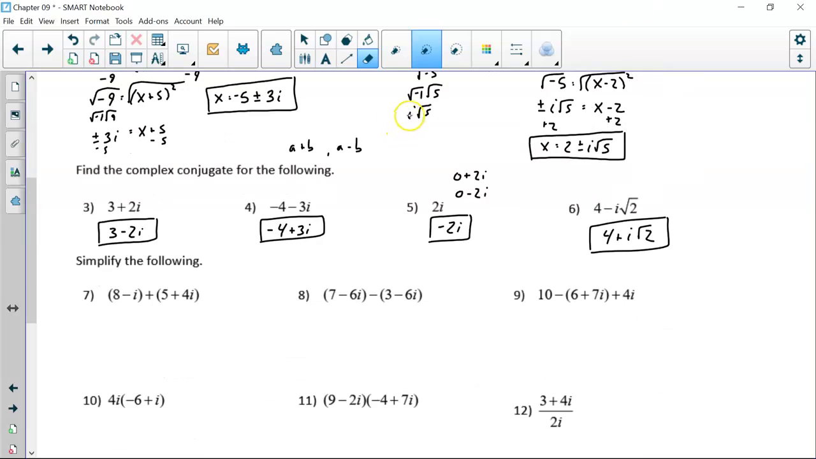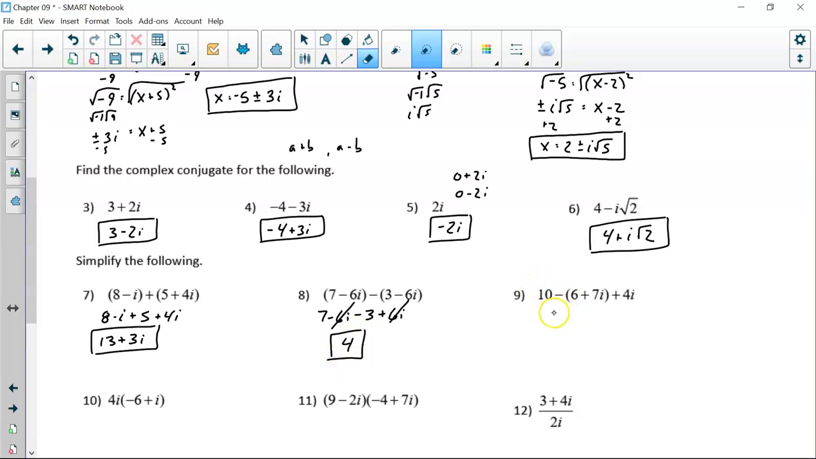Now, to simplify, all we're going to do is get rid of the grouping symbols and combine like terms. So we're adding, subtracting. So it's 8 minus i plus 5 plus 4i. Combine your like terms. 8 plus 5 is 13. -i plus 4i is plus 3i. 13 plus 3i is what we get. For number 8, 7 minus 6i. Now for this one, be careful, distribute the negative. -3 plus 6i. When we combine, these 6i's cancel. We're left with 7 minus 3, which is 4.